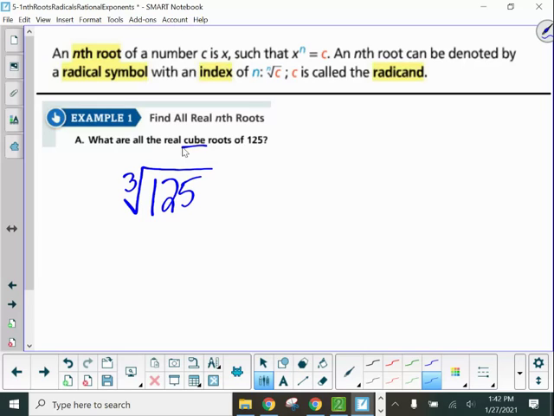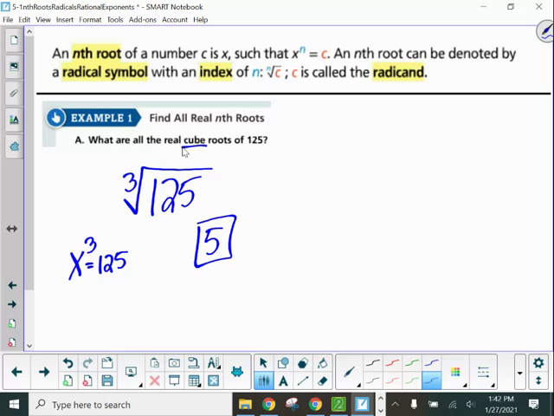So cube root of 125, we want to know what number times itself 3 times is going to give you 125. So you're basically solving that equation for x. Well, the cube root of 125 is 5. Just positive 5. There are no other possibilities here because a negative 5 times itself 3 times would actually give you a negative 125.